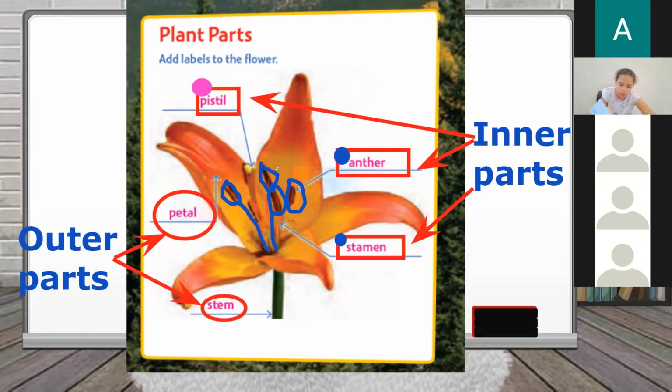Upon the anther, what do we have? We have yellow powder. What do we call the yellow powder? Pollen. It is upon the anther. Pollen. Okay.